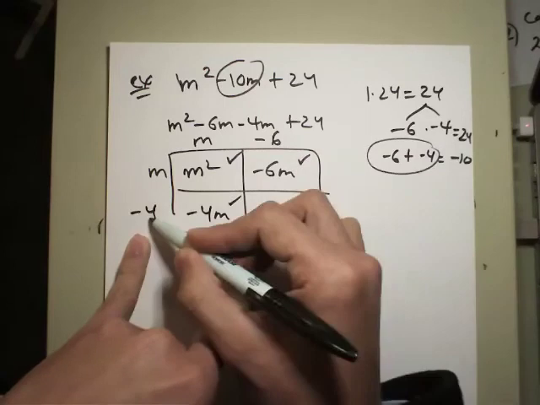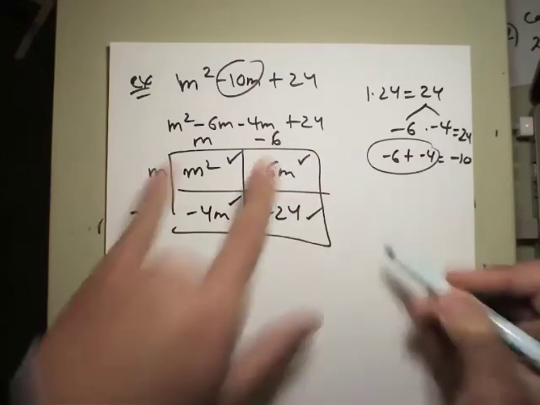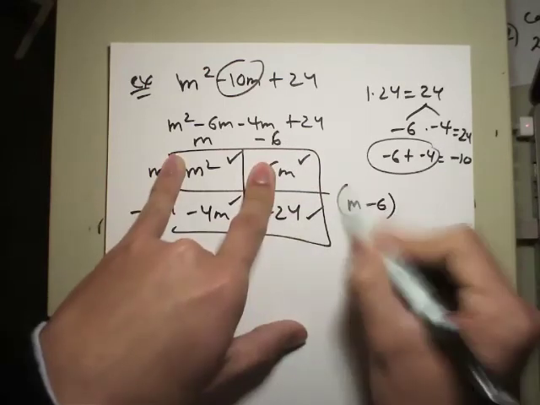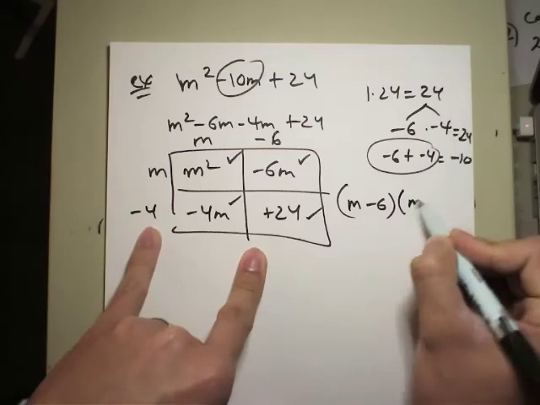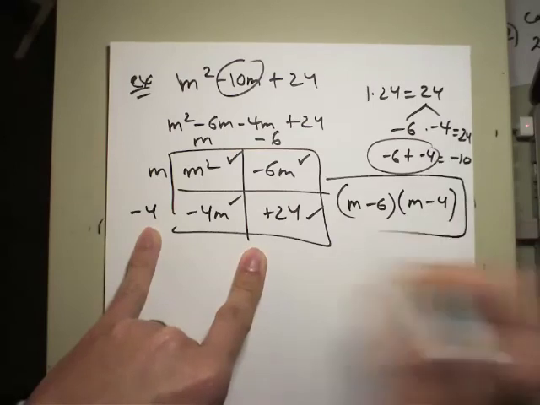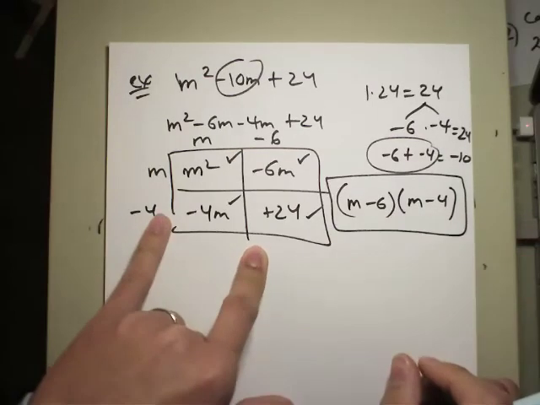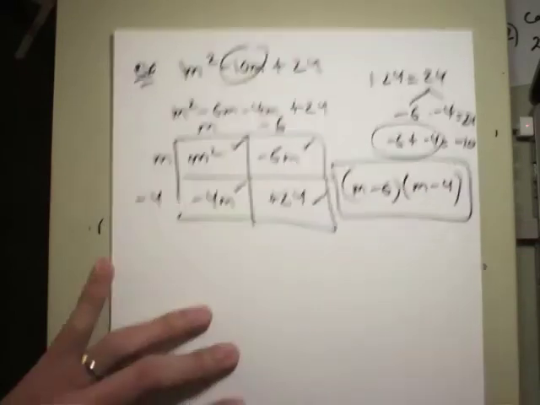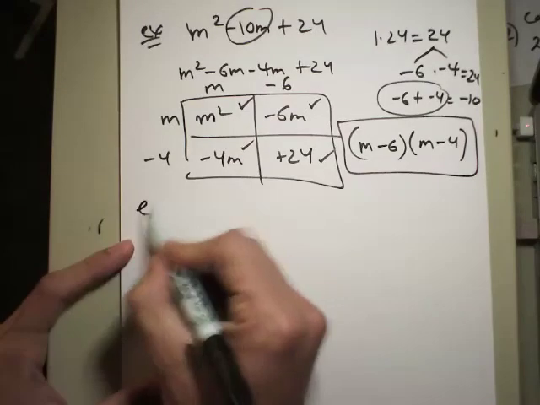Negative 6 times negative 4, positive 24. Good. So I can just go ahead and write this as m minus 6 times m minus 4. I box it. There it is. That's my answer. Observe carefully. I hope you see something by now. If not, here's another one.